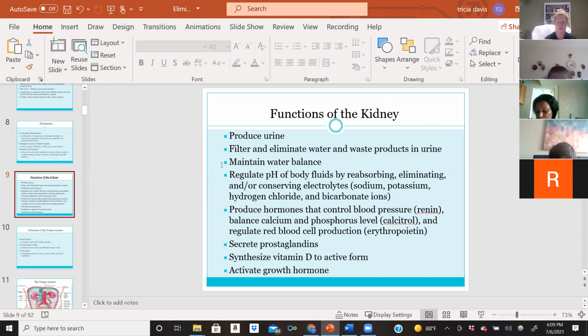So that would be the hormone calcitriol. And then it helps regulate our red blood cell production. So erythropoietin. So it's very common to see patients that have kidney issues to have a low hematocrit, hemoglobin, and red blood cell count. Because if the kidneys aren't functioning properly, then they have these low levels and they can't make blood, red blood cells. Our kidneys secrete prostaglandins. It helps synthesize vitamin D to the active form, and then it also activates our growth hormones.